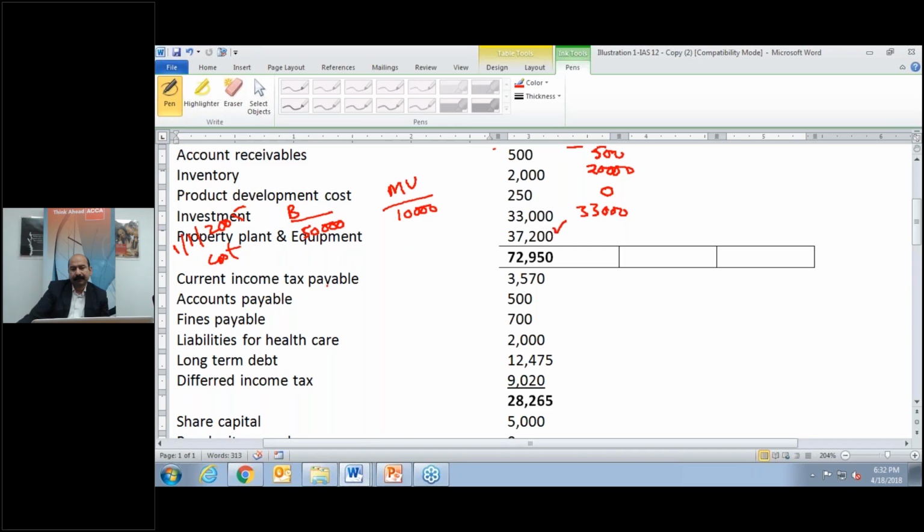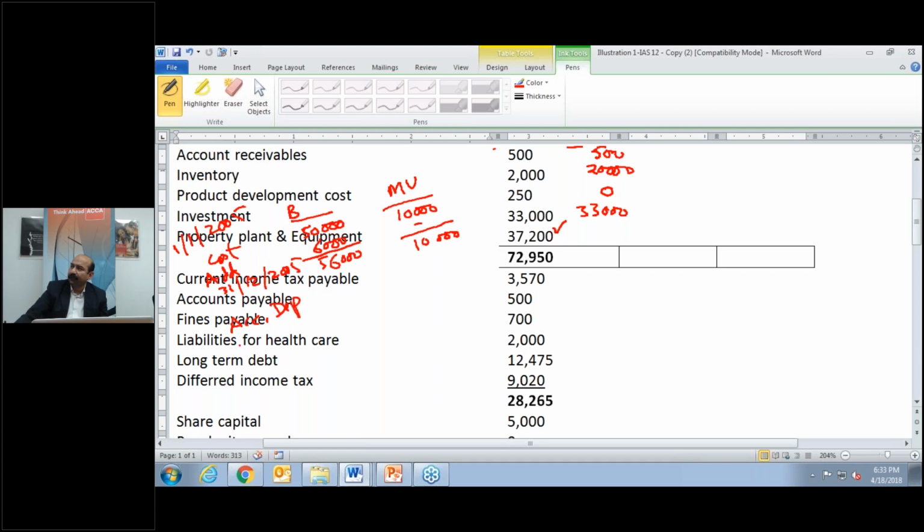So the tax rates are given. Let me check, is there any addition? Yes, there is an addition of 6,000 in building. This is the addition, and at the end of year, 56,000 is the cost of building, and 10,000 is the cost of motor vehicles. Now, these are the costs at 31st December 2005. Now, accumulated depreciation.